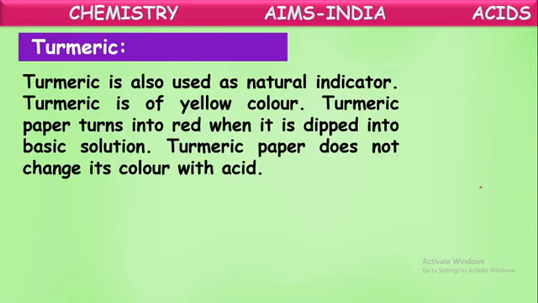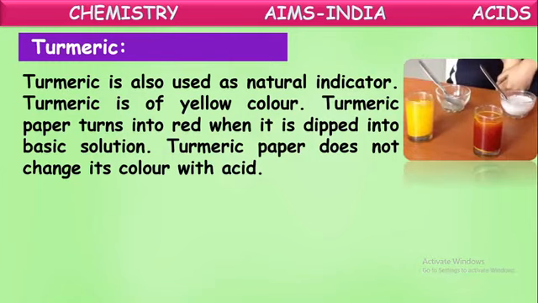Turmeric paper turns into red when it is dipped into basic solution. Turmeric paper does not change its color with acids. Yes, turmeric paper can be used to identify bases. When this turmeric is mixed with bases, immediately its color changes to red color. When it mixes with acids, it won't show any color change, but it can show color change with bases.